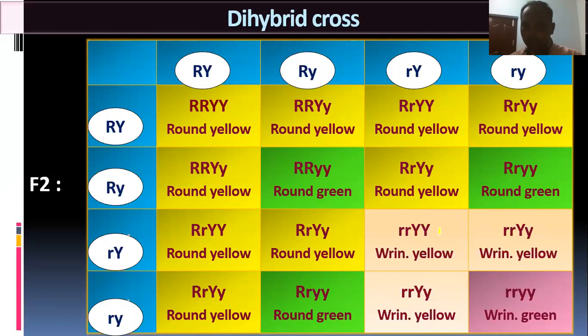So wrinkled yellow. Here the shape is small r and the color is capital Y. These are also wrinkled yellow. And here: round yellow, round green, wrinkled yellow, and wrinkled green. You see here, the parental types are pure breeding varieties, only these two, the first one and the last one. The remaining are non-parental types, because they have heterozygous genes for at least one character, right? This is a dihybrid cross.